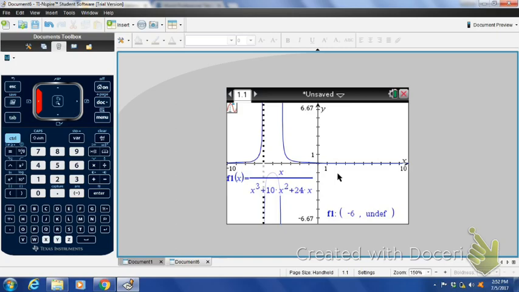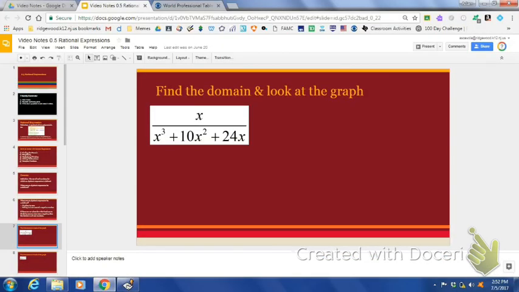Now let's look at how to get that the domain is all real numbers except -6, -4, and 0 without using a graph. But first I've got to charge my computer, so I'll be right back.